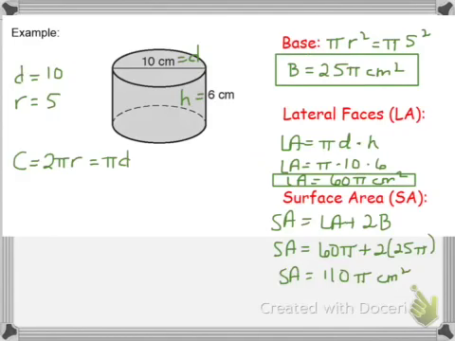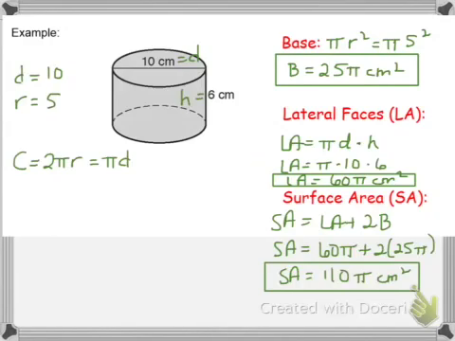So to go over what we just did, your base is 25 pi centimeters squared, your lateral area is 60 pi centimeters squared, and your surface area is 110 pi centimeters squared. Now notice, all of these answers have pi in them. That means that they are exact.